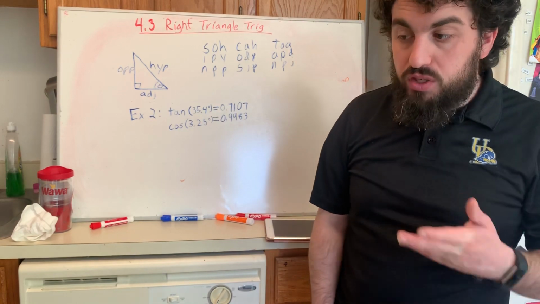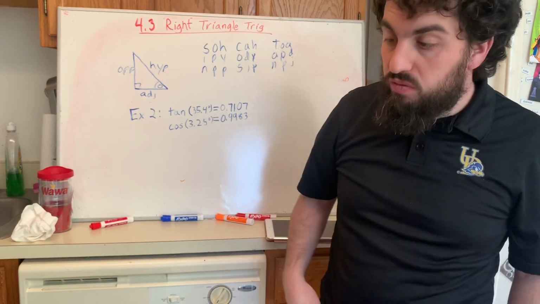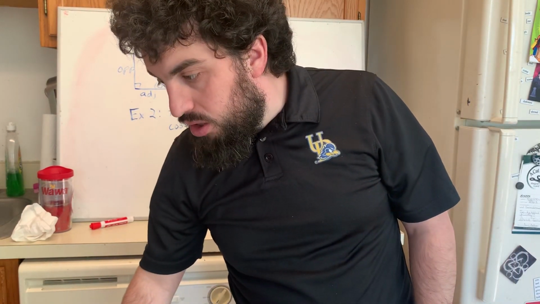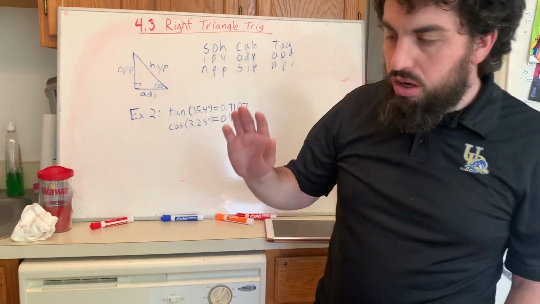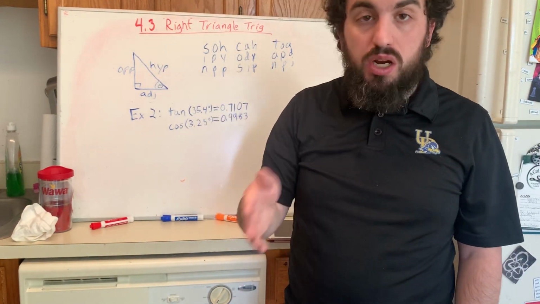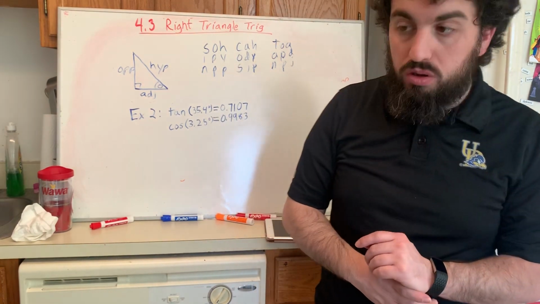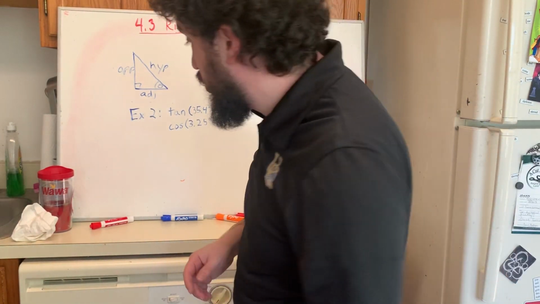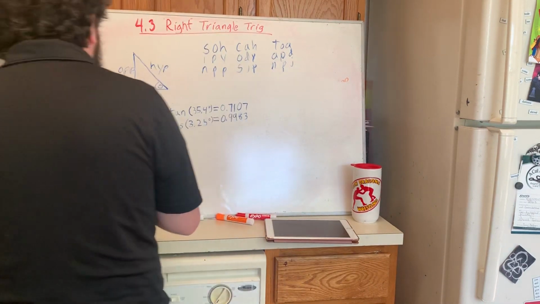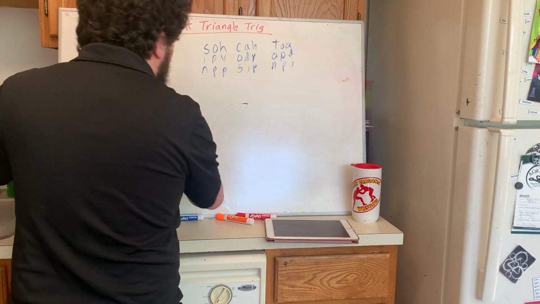So, oftentimes we'll have to find missing information. So I'm going to give you an example of finding the height of a tree when we know the angle of elevation we are looking from. This is just going to be one last application problem, and we'll go from there.